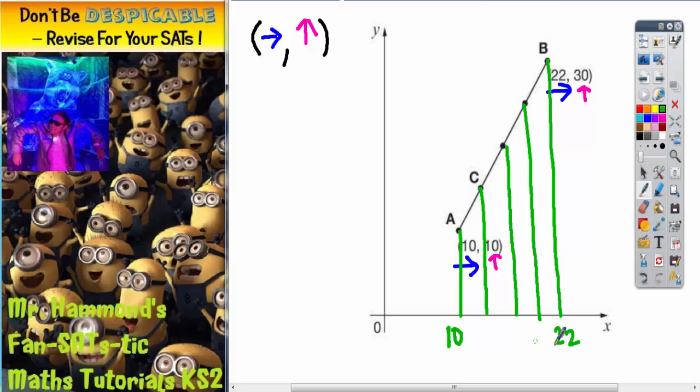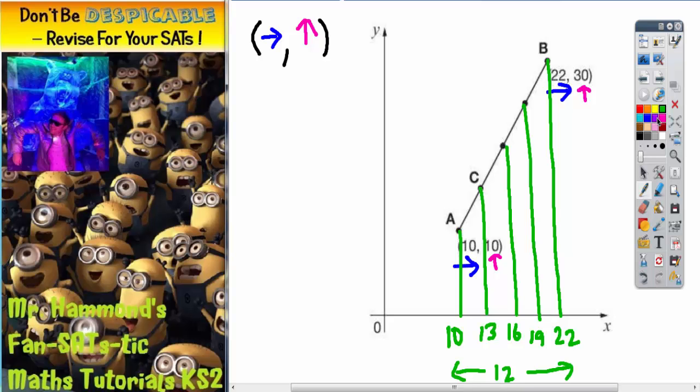Now from 10 to 22, that is a total gap of 12. But we've got 4 smaller gaps here. Now if you split this gap of 12 into 4, you get 3. So we must be going up in threes. So this point, point C, must be 13 along. If I add on another 3, that would be 16, and another 3 would be 19. And then you can see it works. 10, 13, 16, 19, 22.